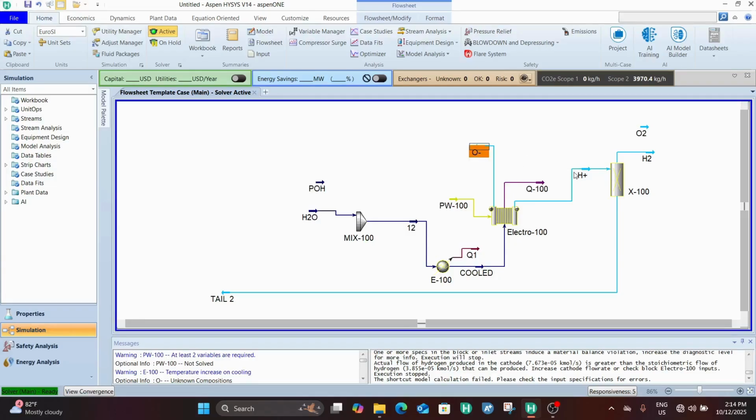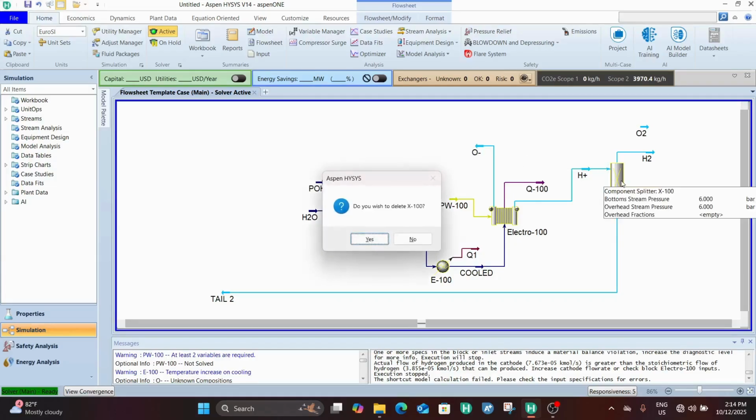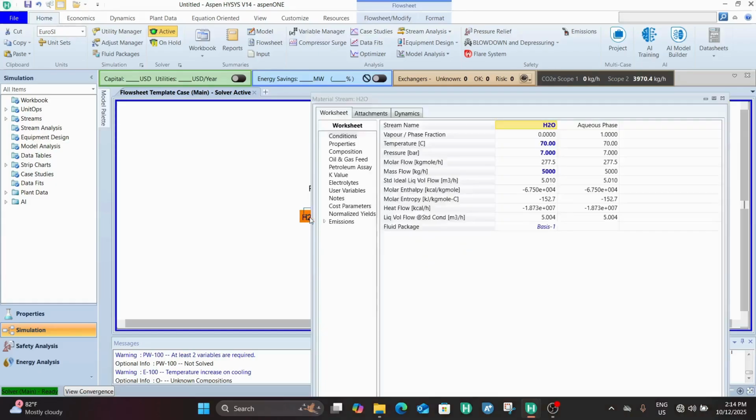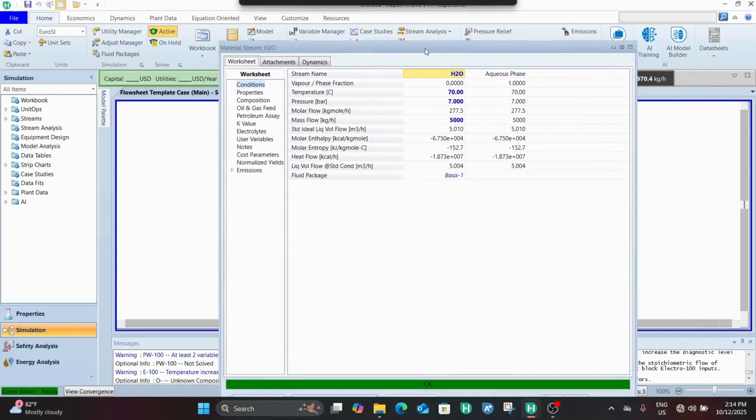These are the two outlets of the electrolyzer, cathode and anode outlets. Delete this, and this. So everything remains the same up until the point of entering the simulation environment.